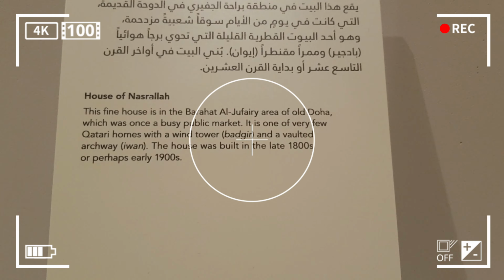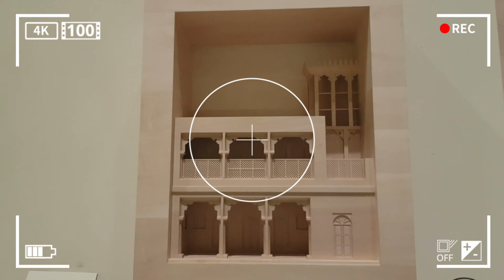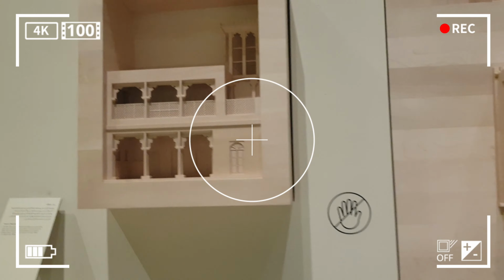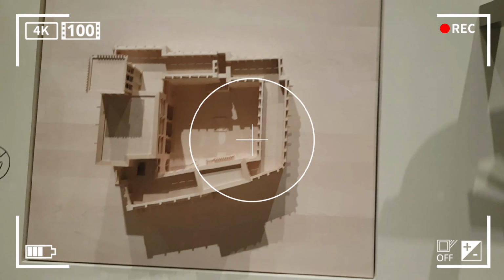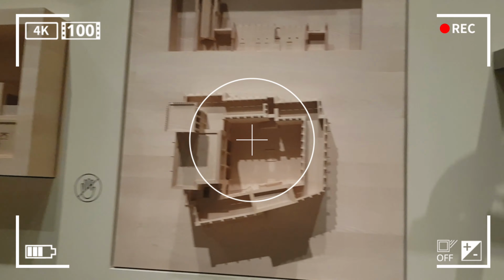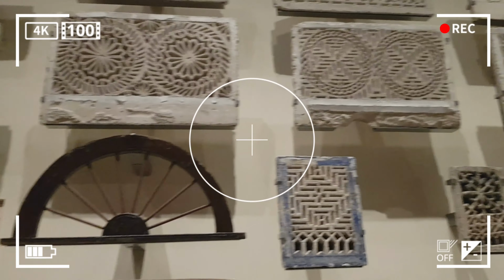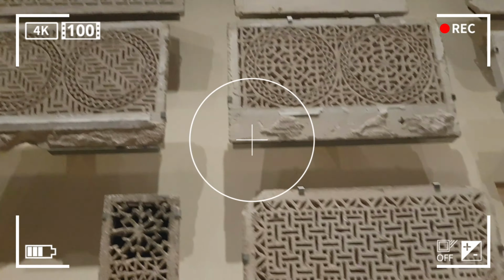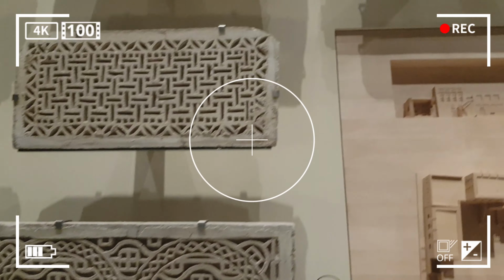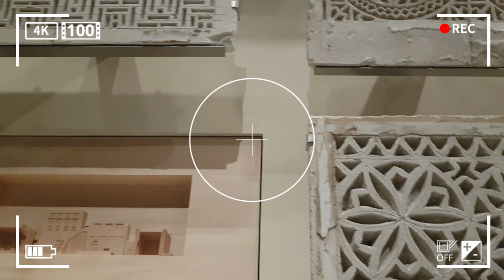Yan, house of Nasrallah. Yeah. Again, this is the house of Nasrallah. This is the top view of the house of Nasrallah. See? There are ancient houses. Yan yung mga nila, pang interior designs. Yan yung mga stones na ginamit dun sa house of Nasrallah.